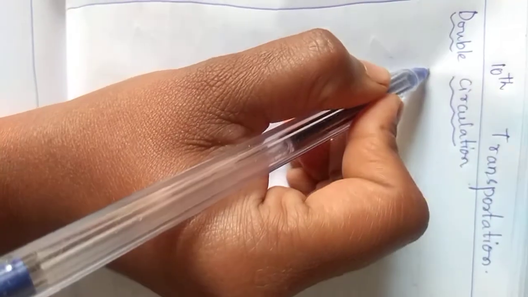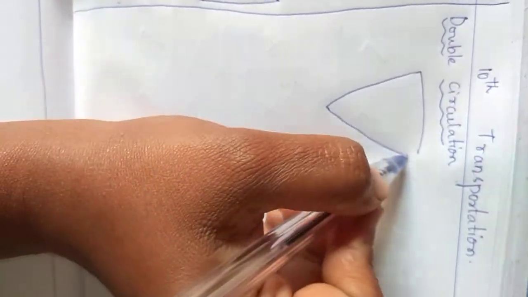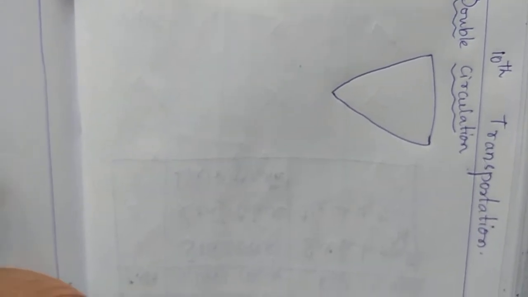Good morning, everyone. In the last class, I told you about double circulation, but I didn't tell you the process. So, see, if this is the heart, this diagram is very important. You have to draw it in your notebook also, because in the textbook, this diagram is not there.